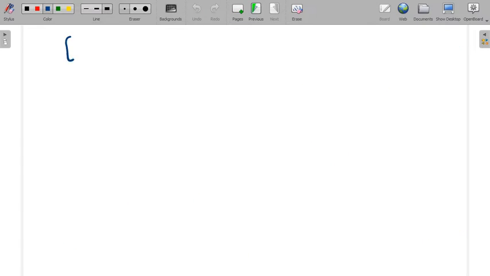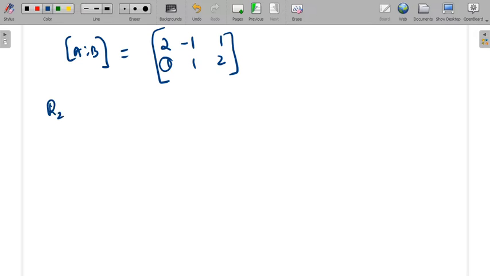Our matrix AB is 2 minus 1 1 1 1 2. Our aim was to make this element 0. We give the transformation R2 changes to 2R2 minus R1. So when I multiply the second row with 2, this element becomes 2. Subtracting, this will become 0. That's our aim. അടുത്ത എലിമെന്റിനെ 0 ആക്കണം.